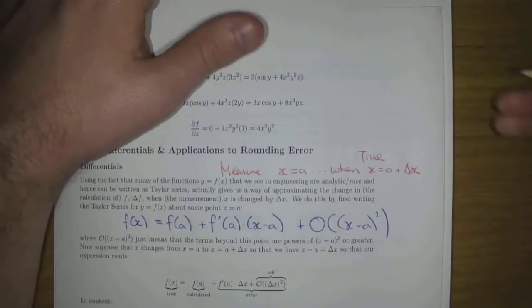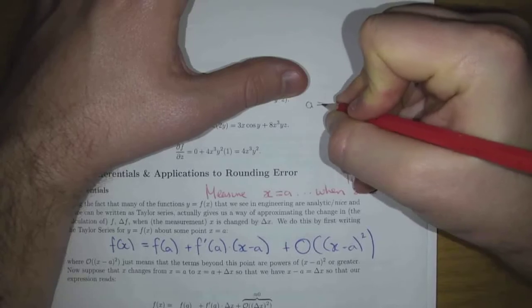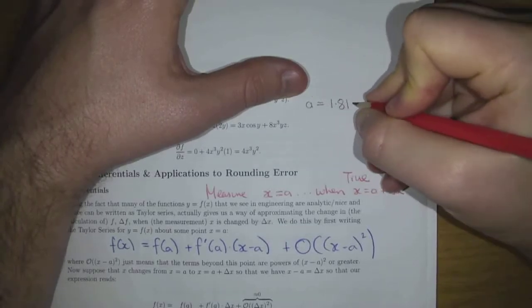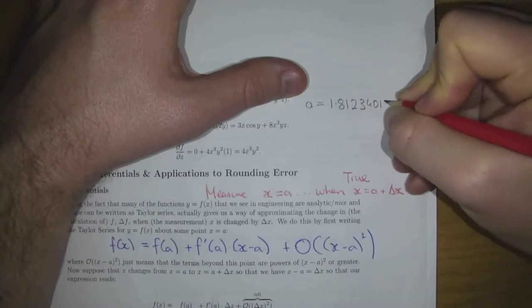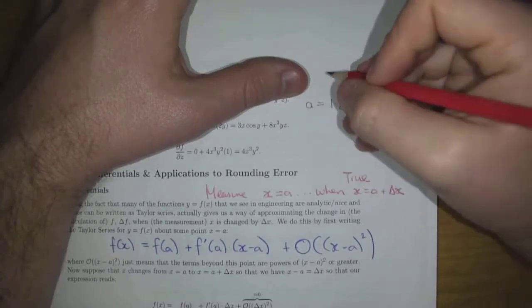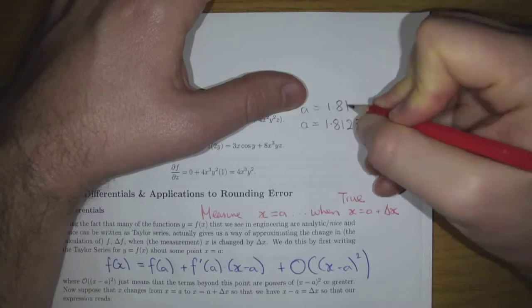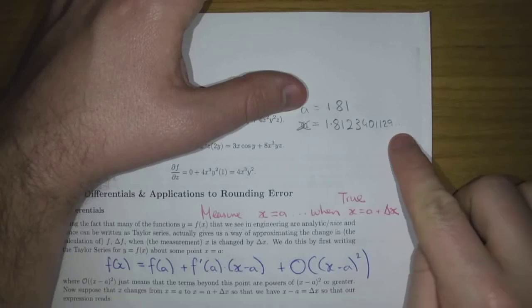So we'll give kind of an idea of that. Suppose you measure something to be 1.81, and the true value is something like 1.8123401129... Sorry, that wouldn't be the measurement. So that's the true value. You measure this to be, say, 1.81. That's your measurement, and the true value is something like this.